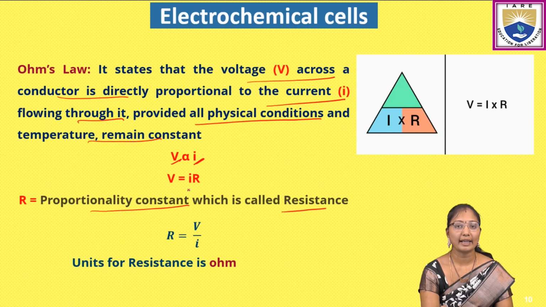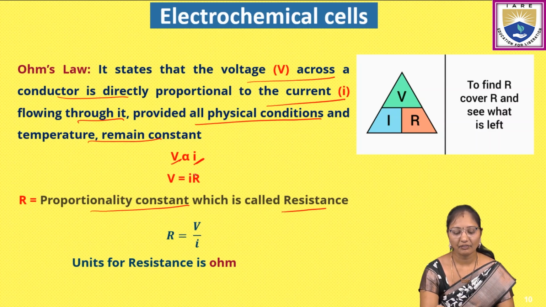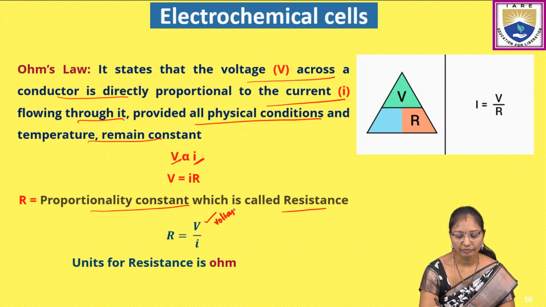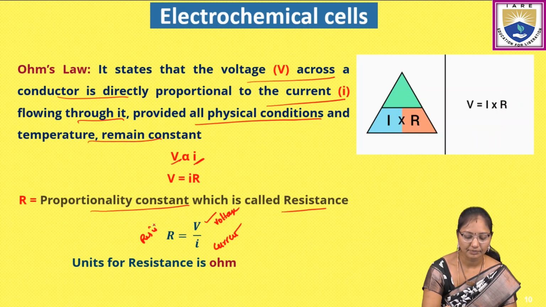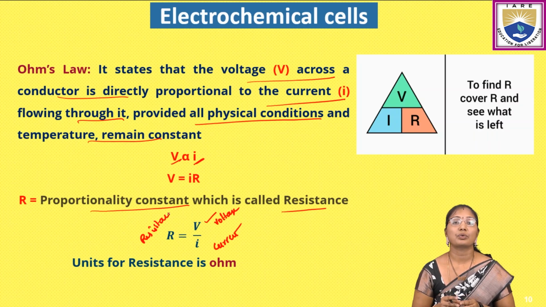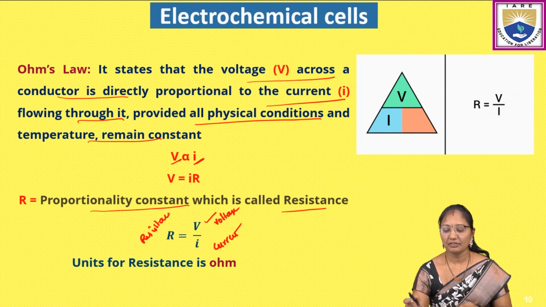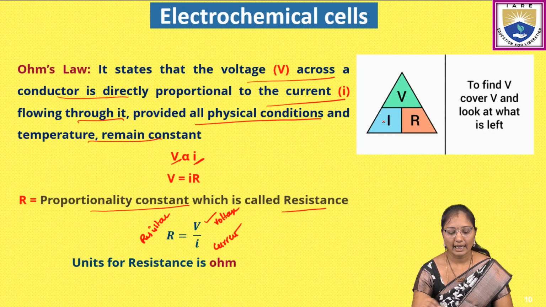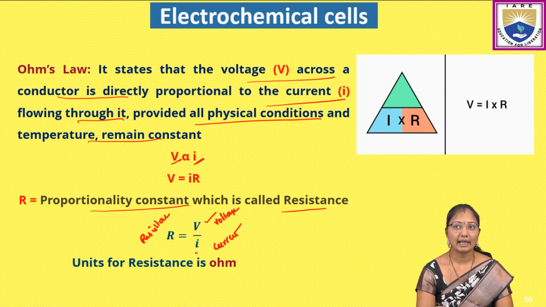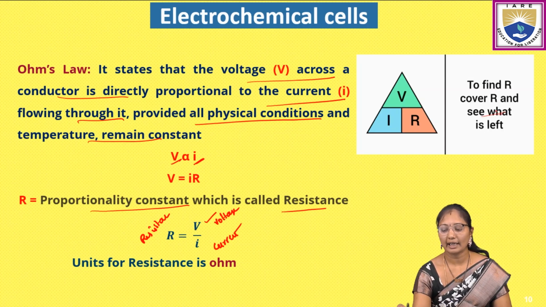V is equal to IR, and if R comes here, then R is V by I. V is the voltage, I is the current, R is the resistance. The unit for resistance is ohm. So V is equal to I into R, and R is equal to V by I.